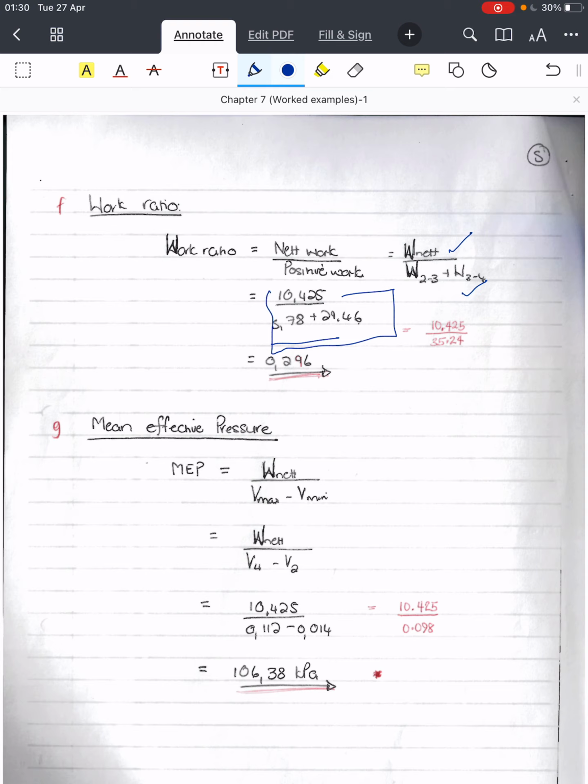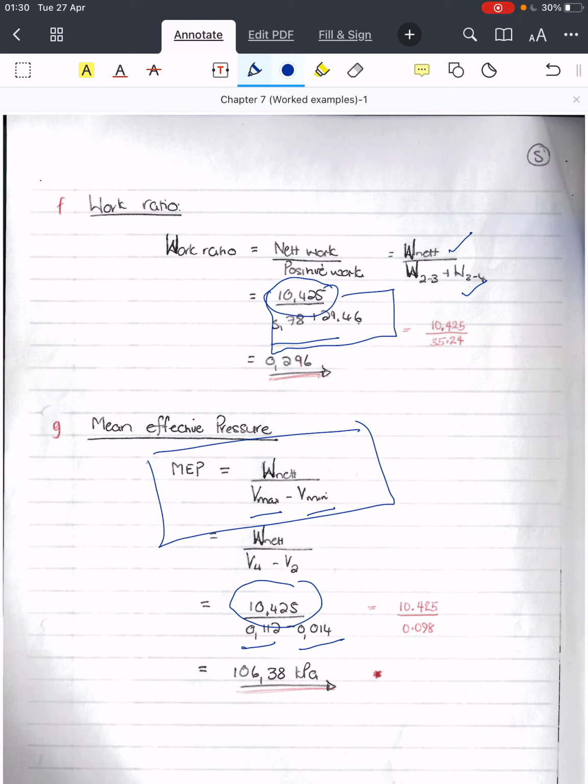You'll also be given this formula to calculate the mean effective pressure. So let's just plug in the values. We have the net work, which is 10.425. We have the maximum volume, which is that. We have the minimum volume, which is this, and that gives us the mean effective pressure.